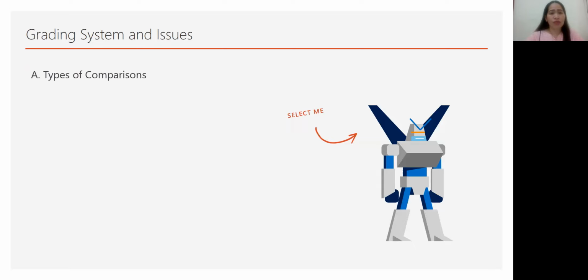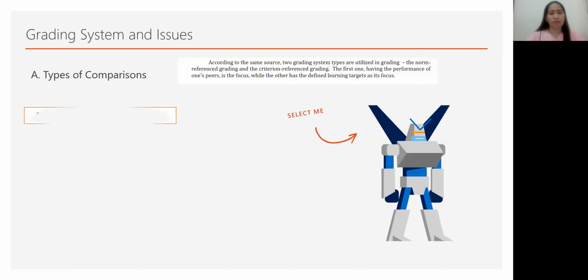Grading system and issues. There are two types of comparison. The first one is the norm reference system. According to the same source, two grading systems are utilized in grading: the norm reference grading and the criterion reference grading. So these are the two types of comparisons. The first one has the performance of one's peers as the focus, while the other has defined learning targets as its focus.